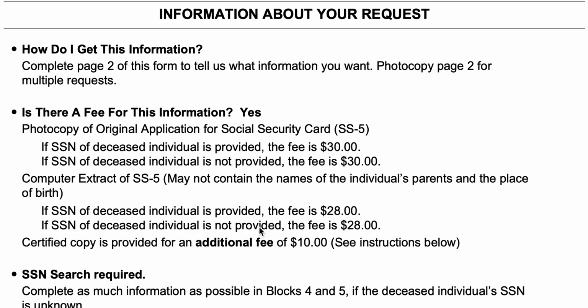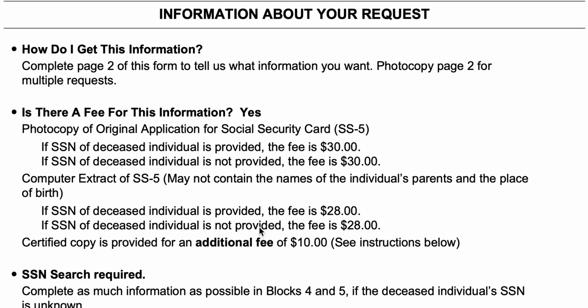So there are application fees that range from $28 for a computer printout. That may not contain all of the information on the original application, such as the name of the individual's parents and their place of birth. $30 for a photocopy of the actual original application, which would contain that information. And then if you need certified copies for either document, you can add a $10 fee.